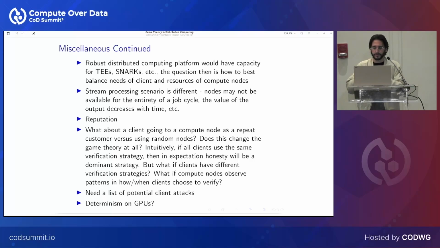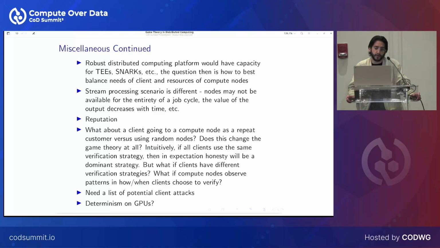And the kind of space of what can be done with reputation is like really, really large. And so there's also other questions, like, so what happens if a client goes to a compute node as a repeat customer versus just uniformly choosing amongst the nodes that have their bids within some range?